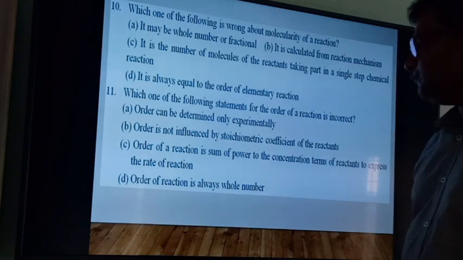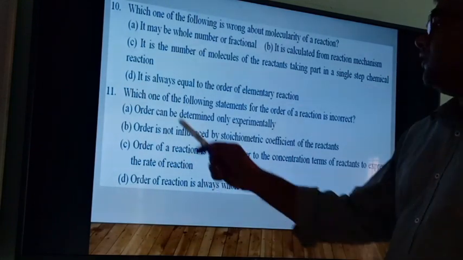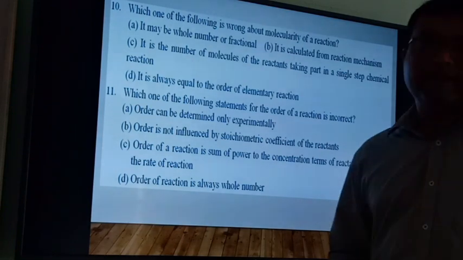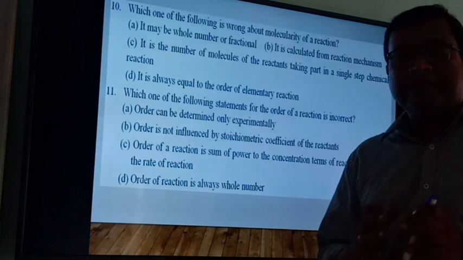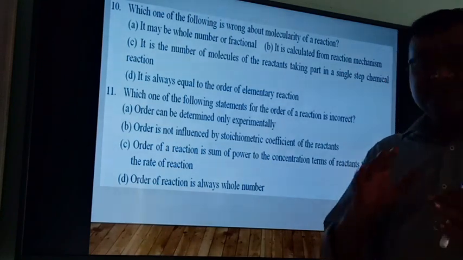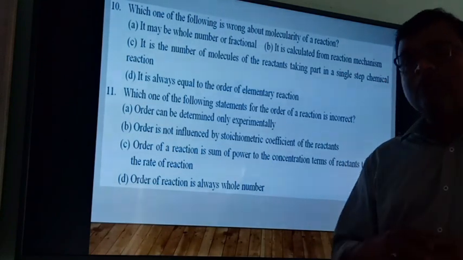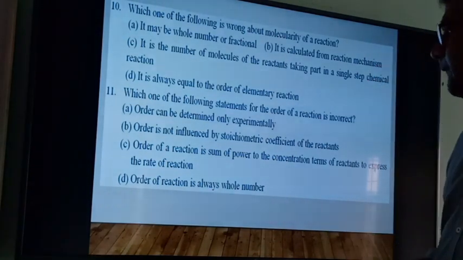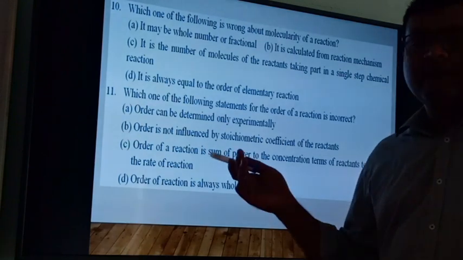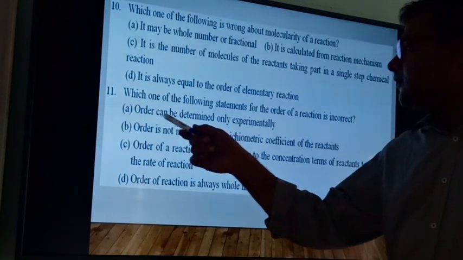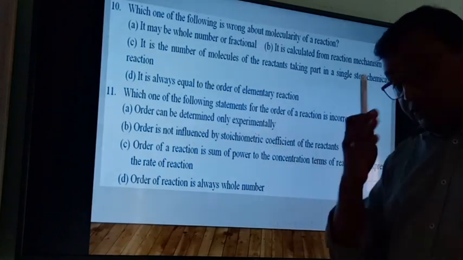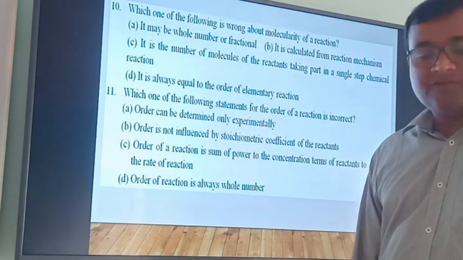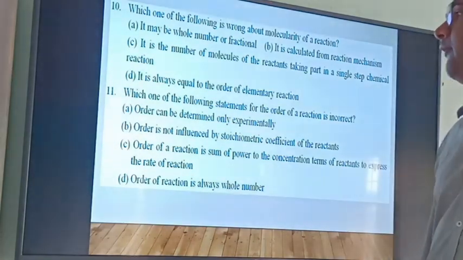Question number 11. Which of the following statements for the order of the reaction is incorrect? Which one is incorrect for the order? Which statement does not hold good for the order of a reaction? Let's see the options now. It is just a memory based question. Order can be determined only experimentally. True. Order can be determined only by experiment since it is an experimental value.